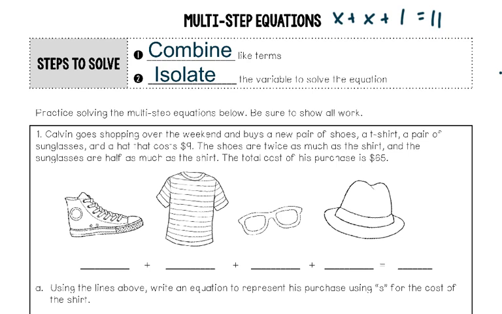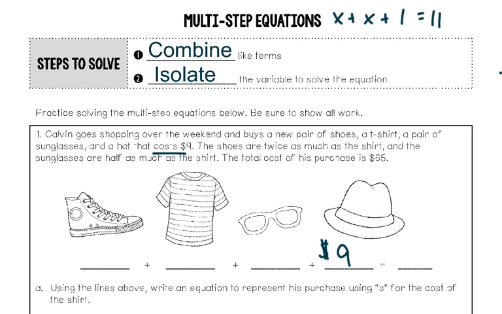So let's go ahead and look at this with an example. I always like to put a real world example here so you understand what this is rooted in. This is an example where Calvin goes shopping over the weekend, buys a new pair of shoes. So here's his shoes. He buys a t-shirt, a pair of sunglasses, and a hat that costs $9. So if the hat costs $9, we'll go ahead and label that out. So the hat is $9.